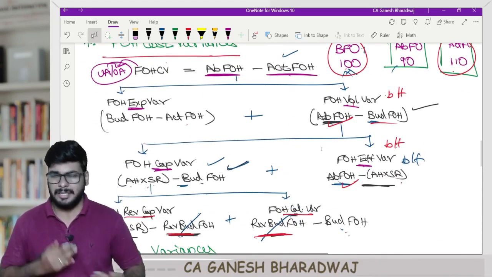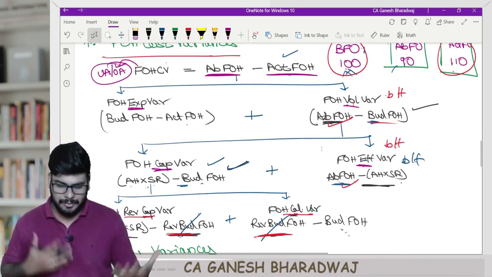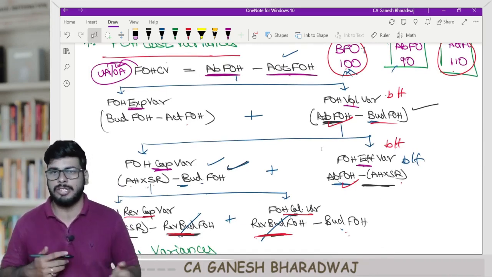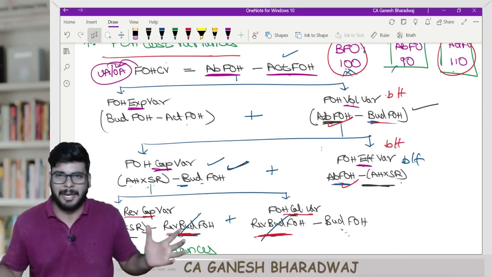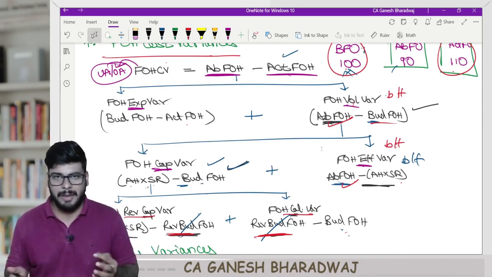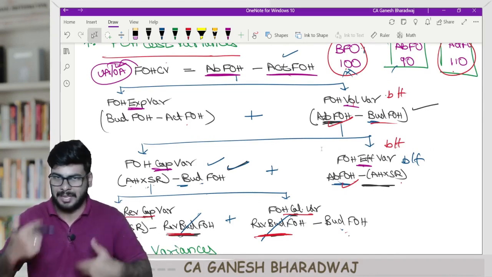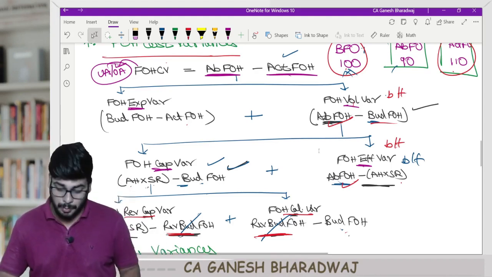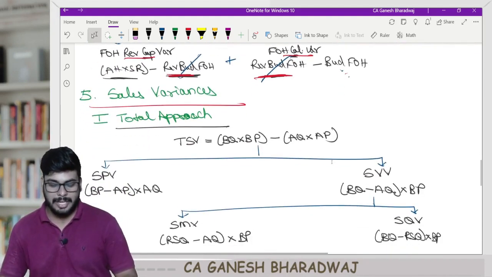Generally we take a lot of time in doing this fixed overhead cost variance, about 4-5 hours. But here, since this is a revision marathon, I have just subsumed it and I'm presenting it in a capsule so that it's easy for you to revise. Clear with this, guys? Right, now let's move on to the next one.